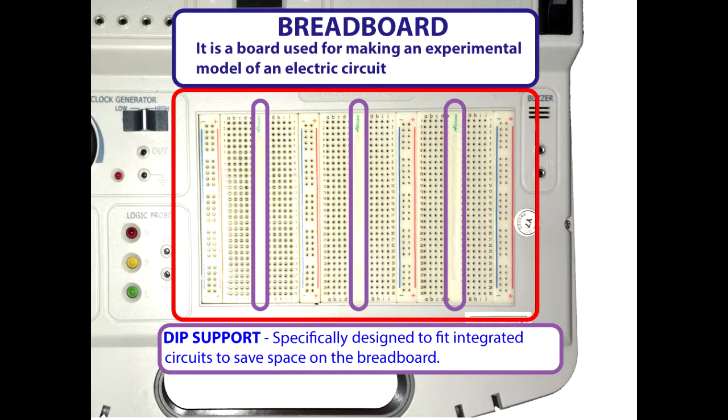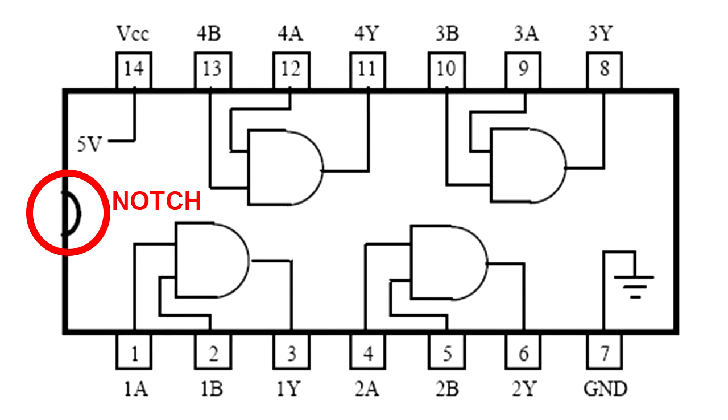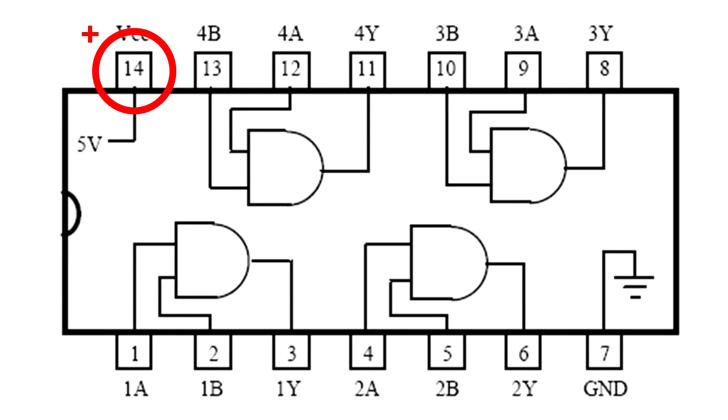Now, here is the diagram of the 7408 AND gate integrated circuit. The notch is a guide of the orientation of the integrated circuit that helps us locate where the pins are. Pin 14 connects to the positive side on the power rails of the breadboard. Pin 7 connects to the negative side on the power rails of the breadboard.